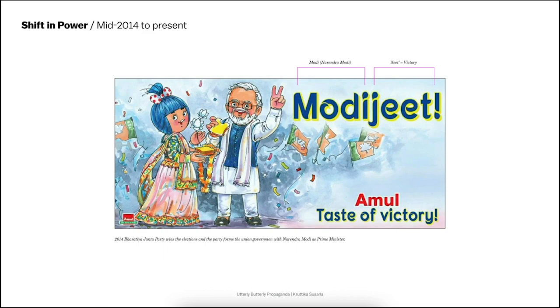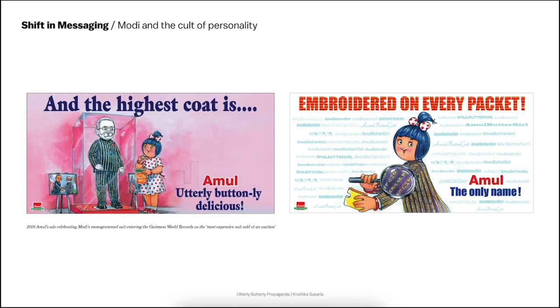BJP, a right-wing party that has historically had Hindu nationalist positions, formed government with Narendra Modi as the Prime Minister. From a collection of over 1,500 ads since 2014, I've shortlisted 70 to identify certain patterns to look into for my research. These are a few images from this sample.